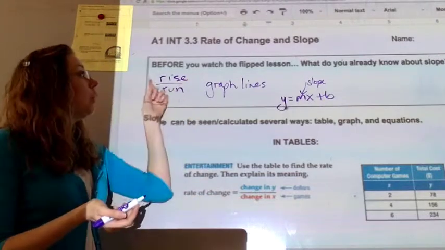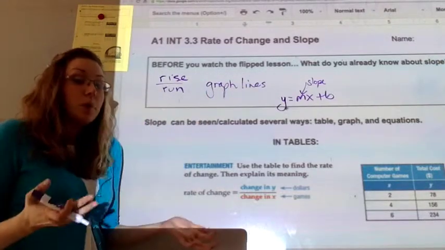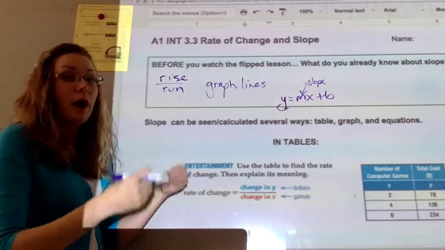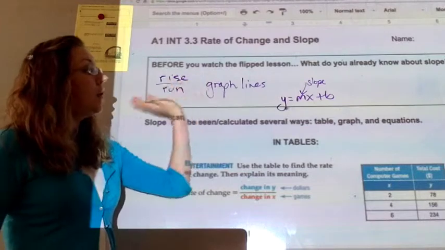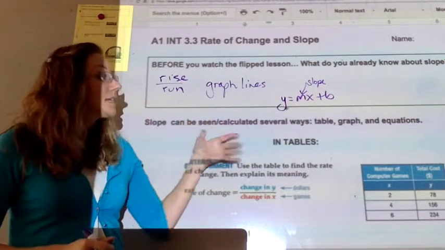It's a ratio of rise over run. We can use it to graph lines. We can also use it to interpret what things mean, okay? By calling it the rate of change, or how our lines change, how our data changes. So all of these are things that hopefully are somewhat familiar. We're going to add to this list today.